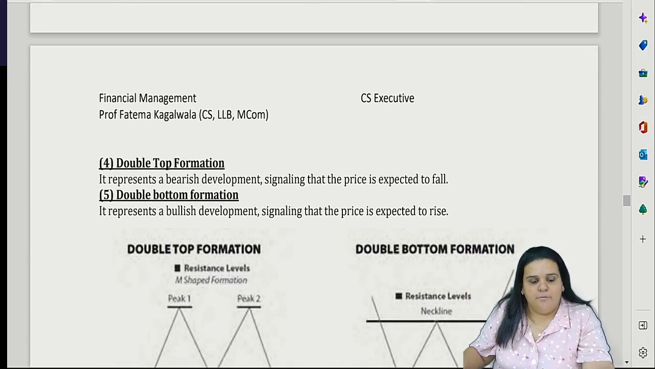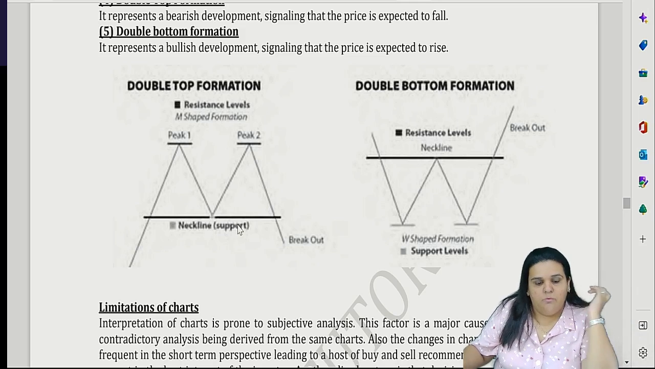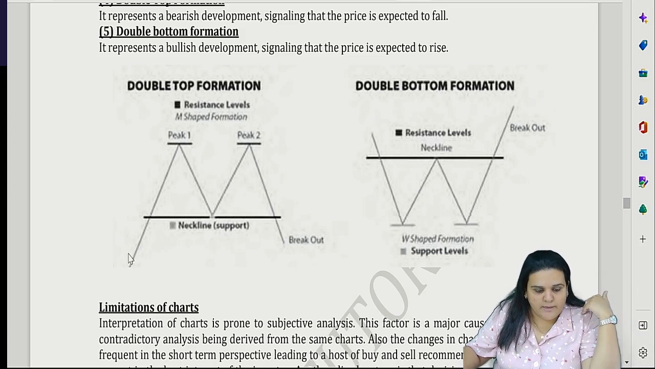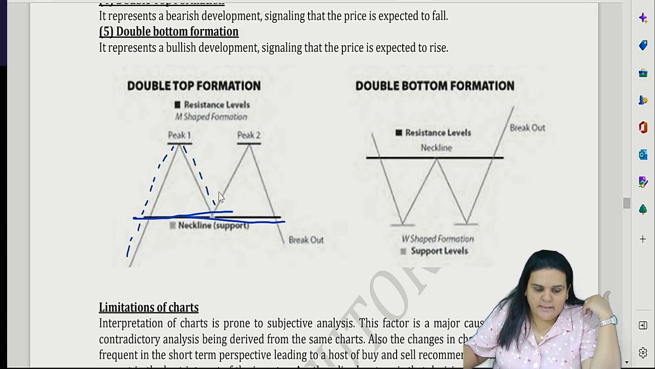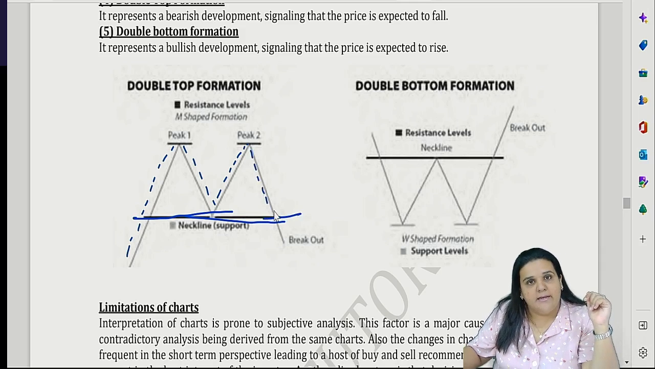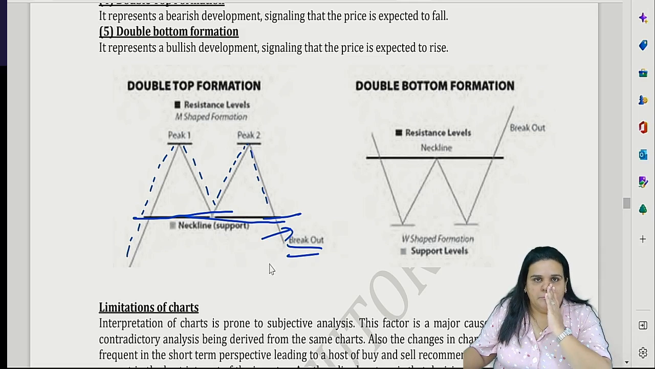Now double top formation and double bottom formation is what? Double top. Top means when the prices are going to rise, increase. It has started from low, it has risen to the peak, and now again falling back. There is a neckline. It is not falling below the neckline. Again there was another same peak, double top formation. Now again it is falling, and the moment it cuts the neckline, there is a breakout of the price. It's gone really low.